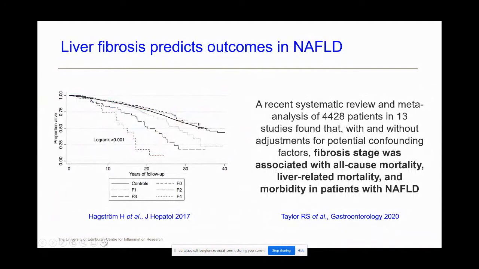A consistent and important finding across several independent studies is that liver fibrosis stage, but not NASH per se, predicts outcomes in people with NAFLD. And this is shown very clearly here in this Kaplan-Meier plot, with a dramatic increase in mortality as the severity of fibrosis increases, going from F0, which is no fibrosis, to F4, which is cirrhosis.